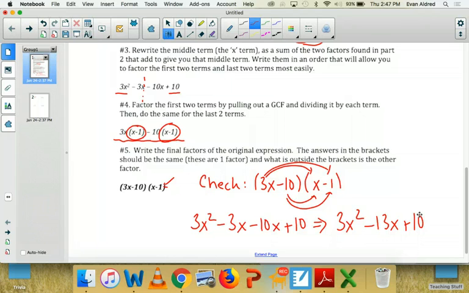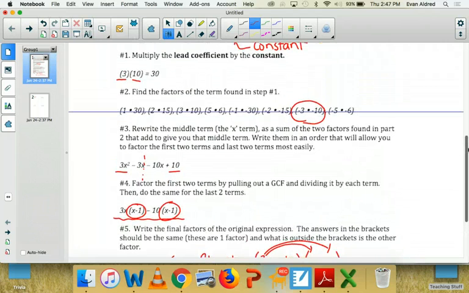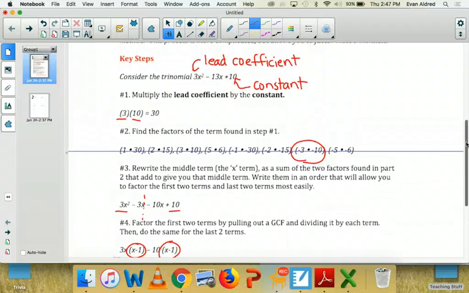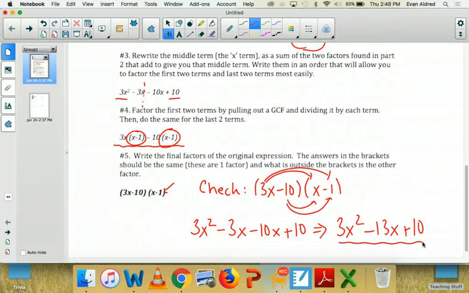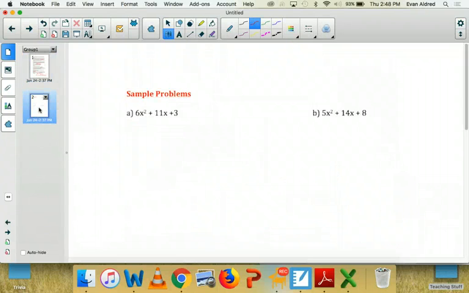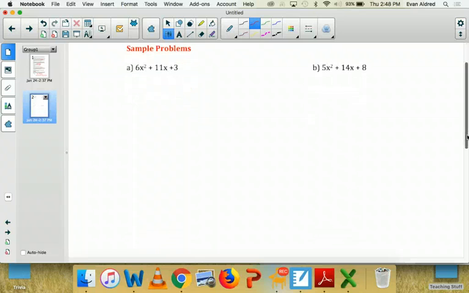And now what you want to see happen is you want your solution, when you use the distributive property, to equal the original expression. 3x squared minus 13x plus 10, 3x squared minus 13x plus 10. And if that happens, you can be very confident, about 99.9% confident, that you've solved the problem correctly. So doing those checks, even when it's not mandatory, is useful, because you can check to make sure you did your answer correctly.